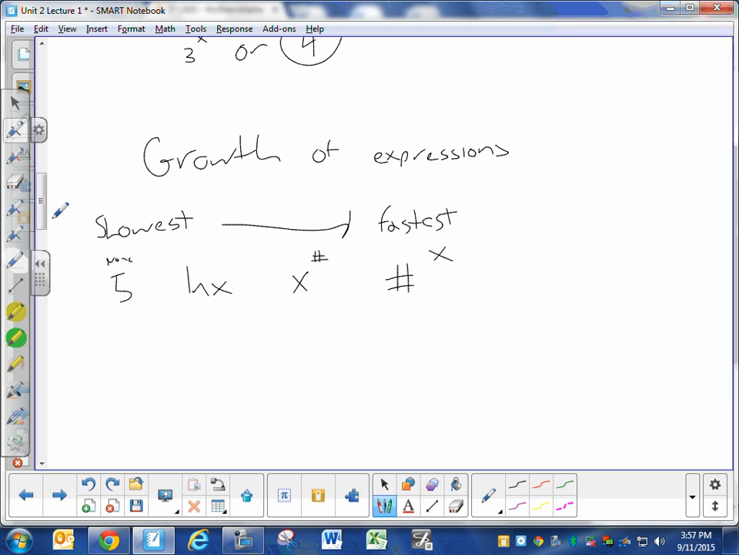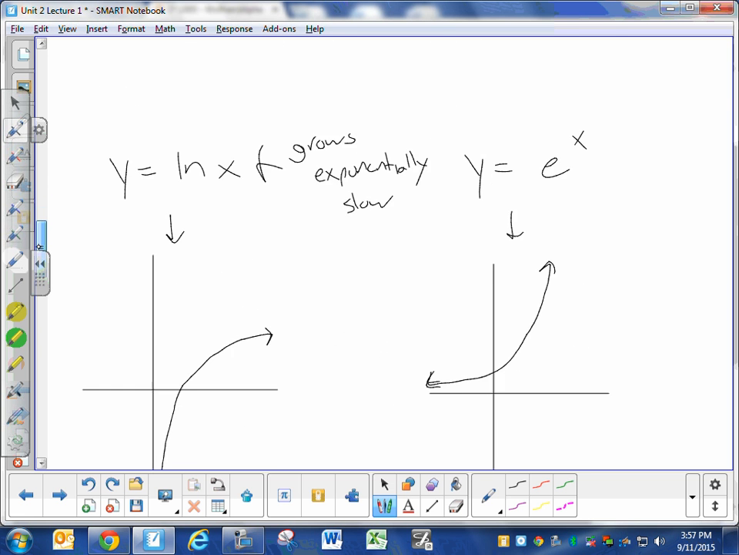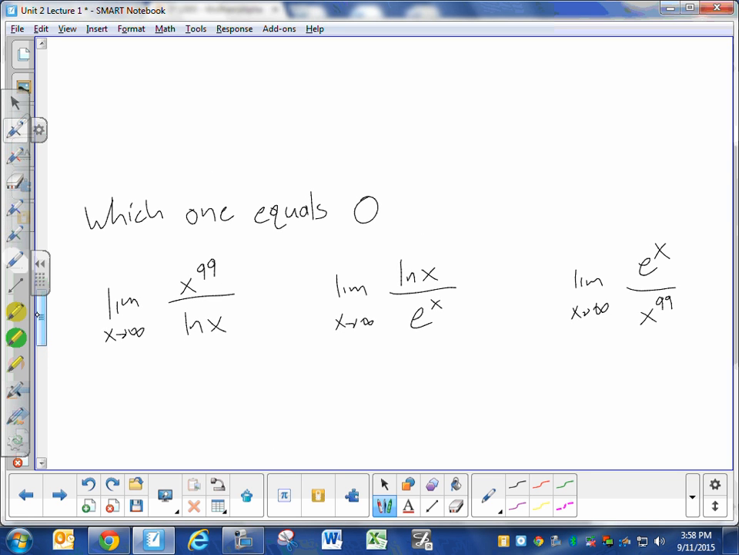And this is important because you will have questions like these, where there's no algebraic way to tackle these problems. The limit as x approaches infinity of x to the 99th over log x, or log x over e to the x, or e to the x over x to the 99th. I can't cancel things, so I have to take the theoretical way, thinking about the rate of growth. Well, log x is actually the slowest out of all of these.